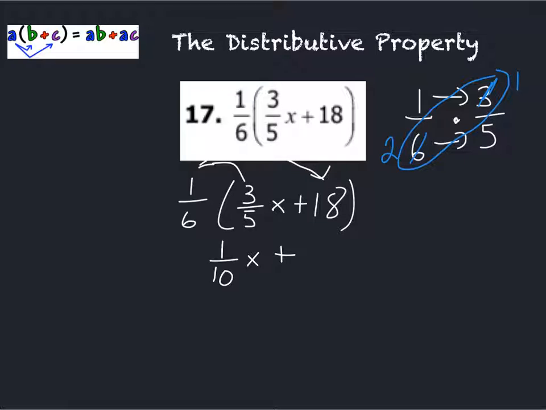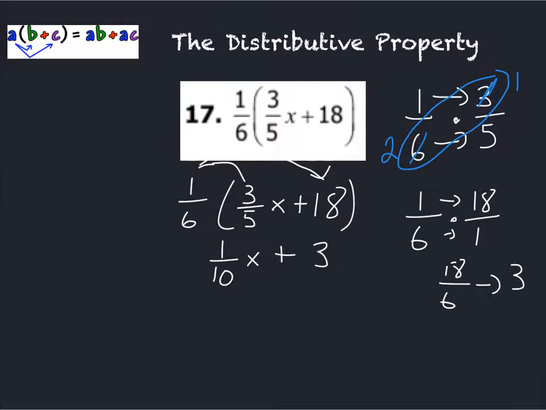plus, and then that would just be 18 over 6 would be 3. 18 divided by 6 is 3. And let me do this on the side, if I went too fast for y'all. So 1/6 times 18 would be 18 over 6, which 18 divided by 6 is just 3. So we have 1/10 x plus 3.